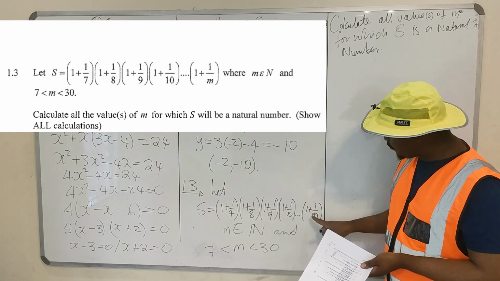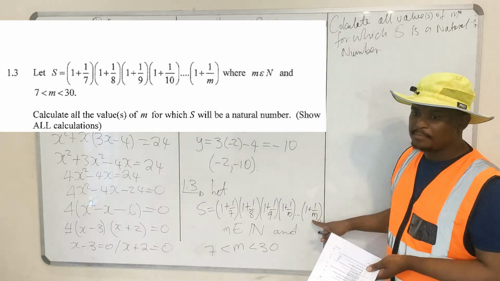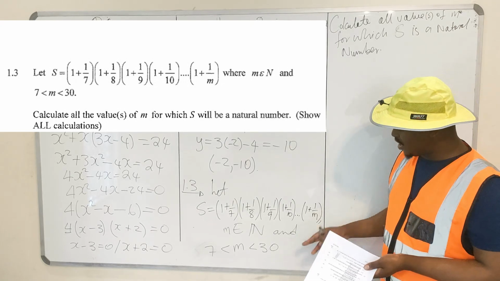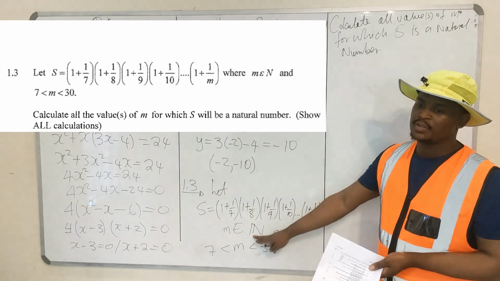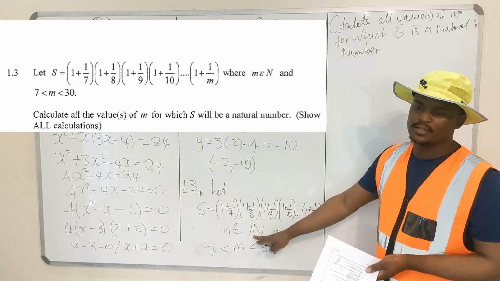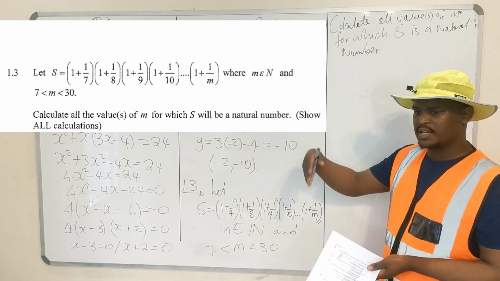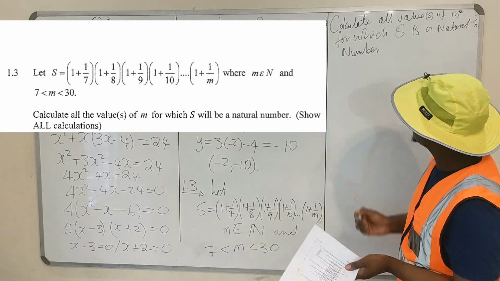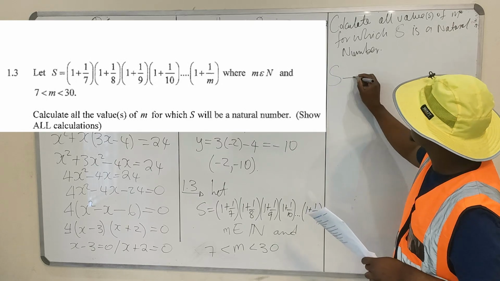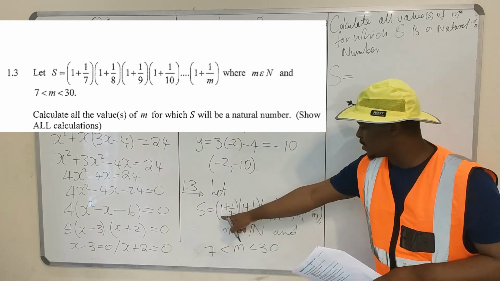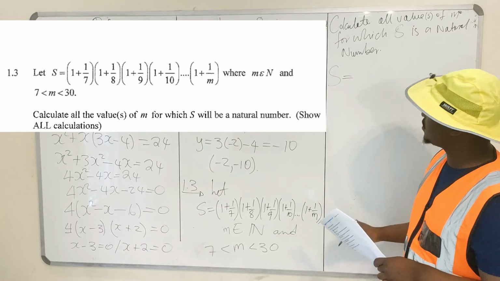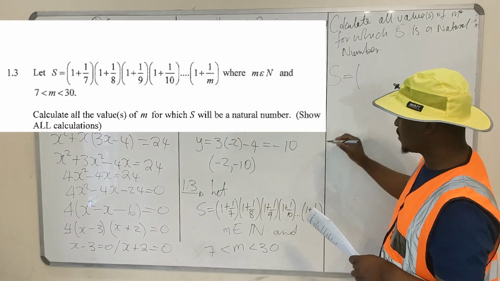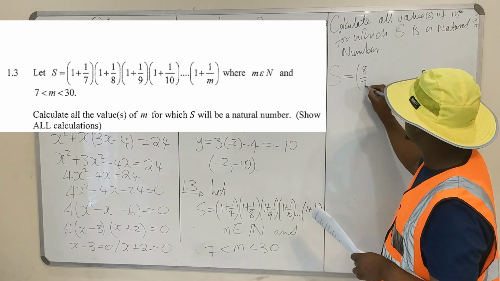So what we're going to find now are the possible values of M which are going to give us a natural number. A natural number is a number that falls in this set. You can list them from 1 up to whatever: 1, 2, 3, 4, 5. So now, let's look at this closely. S is equal to 1 plus 1 over 7. What is 1 plus 1 over 7? If you punch this in a calculator, you will find that it's 8 over 7.